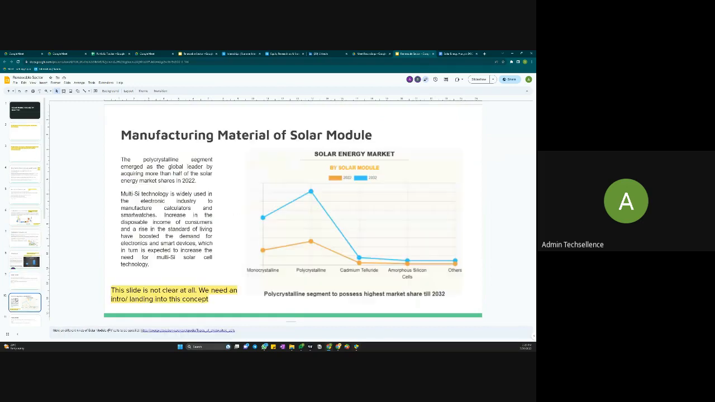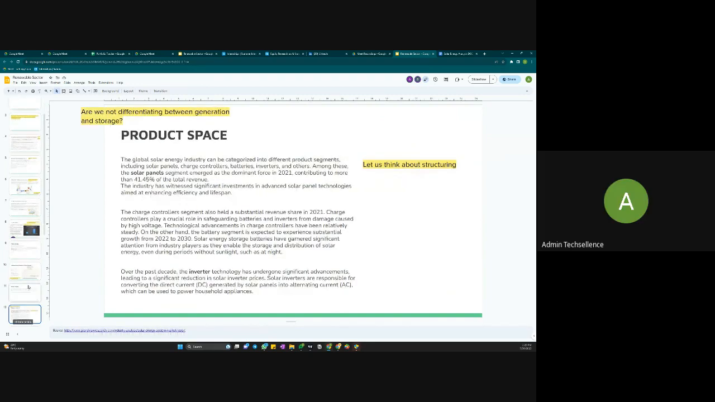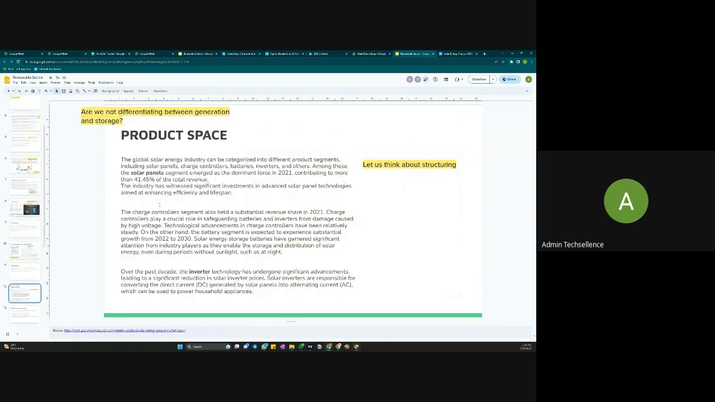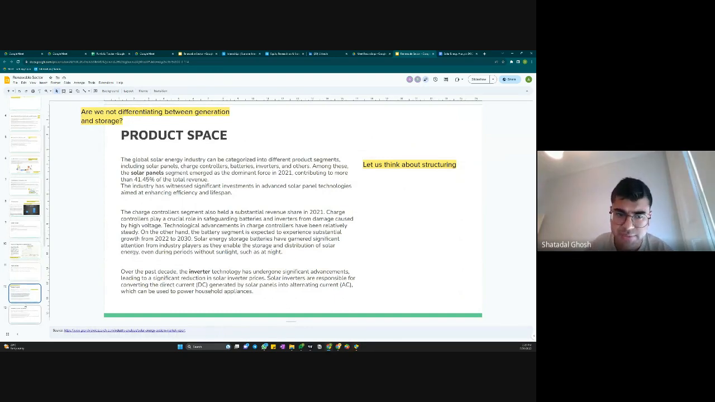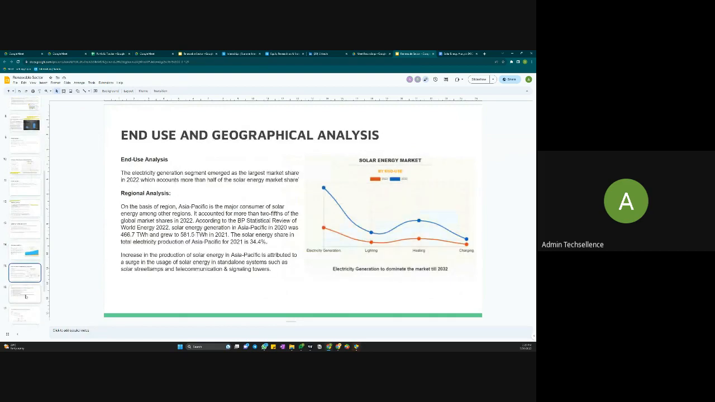Yeah, so it's okay. Manufacturing of solar module, one overview slide, and then you go into the module manufacturing as we discussed. And then, sorry, product space, this we deprioritize right now, right? Yeah, so this will come in phases. So let's deprioritize this right now. End user deprioritized.